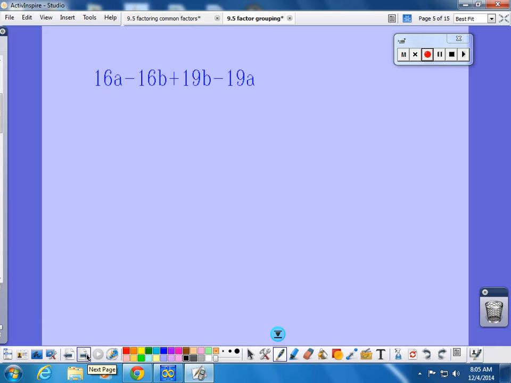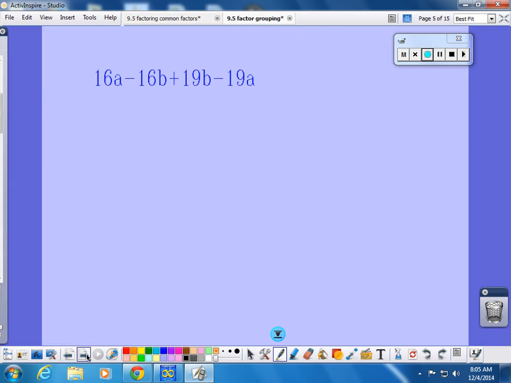Do you find this one? Is there a greatest common factor? Can I factor a 16 out of everything? What about an A? No. A B? A 19? There's nothing that's common to all four. Do you all agree? Okay. And so when there's 4 or more terms, our second rule of factoring says you have to use grouping. You have to group things together that are alike.